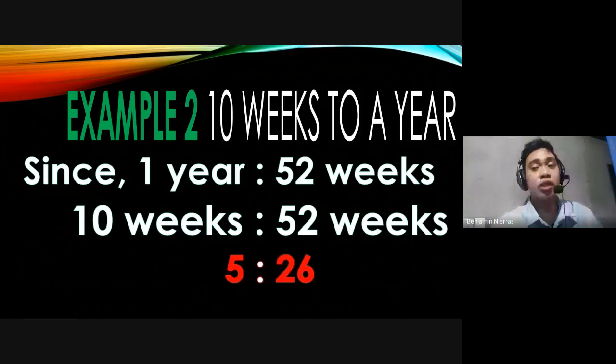5 is to 26. Sir, what did you divide by? I chose the greatest common factor 2, no? We can divide the 10 weeks by 10, but 52 cannot be divided by 10 because there will be a remainder. So I choose 2 to divide each. 10 divided by 2, 5. 52 divided by 2, 26. So therefore, our ratio will be 5 is to 26 since 10 weeks to a year. So clear.